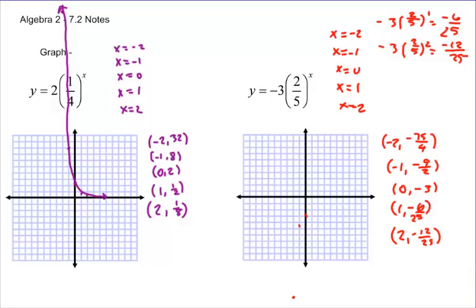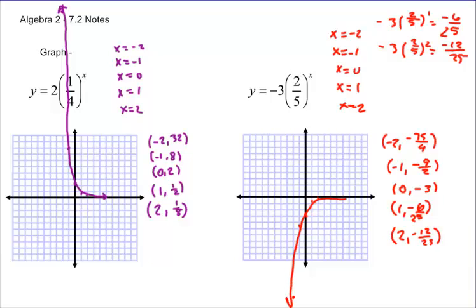So not very big. And then at 2, I'm at -12/25. Let's see. Even smaller. So here's your graph. Going to look something like this.